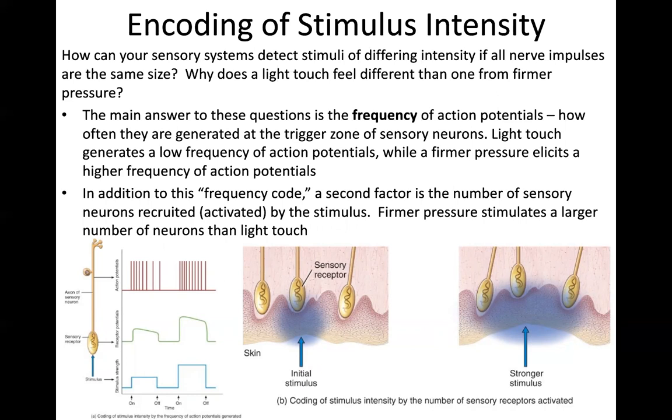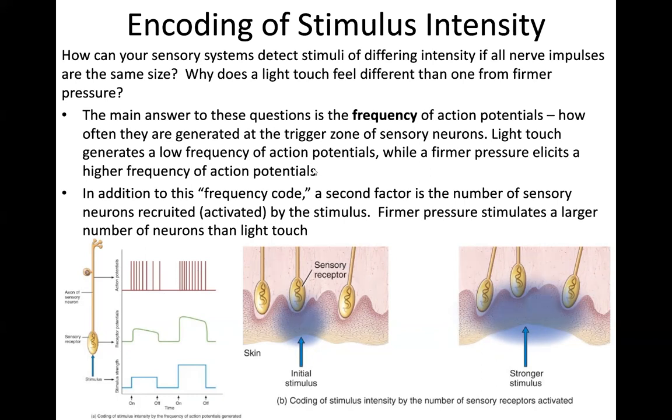How can your sensory systems detect stimuli at differing intensity if all nerve impulses are the same size? In other words, if an action potential for a really firm touch tops out at positive 30 or 35, as it does for a light touch, how can our body feel the difference between a light touch and one that's firmer? Well, the main answer to these questions, and I've already kind of talked about this, is frequency of action potentials. How often, or how close together, and how many action potentials we create can vary from neuron to neuron.